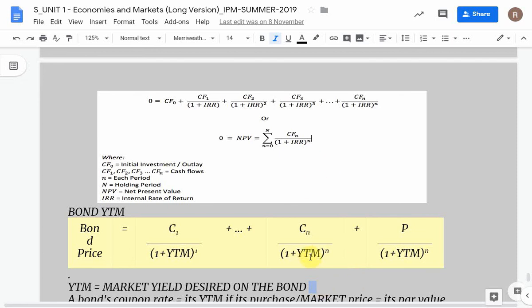Good question, very observant. Also note that this should have been written as one term, because the power here is the same. So this is bullet repayment of principal, and this could have been written as CN plus P, so it would not show as two terms. It's the same last period payment.